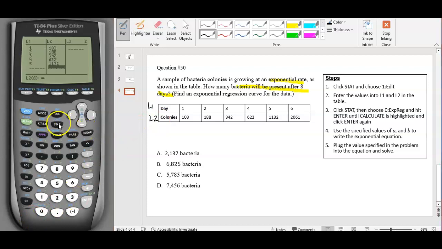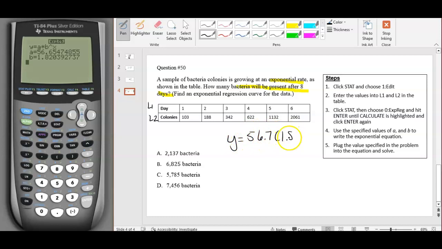Okay, so now to create the exponential regression, you're going to click Stat and then arrow to calculate and choose option 0, which is exponential regression. Now hit enter and then keep hitting enter, and it gives you the values of a and b that you need to use to write this equation. So we can write this as y equals 56.7 times 1.82 to the x, right? So if we plug in 8 for x, we have 56.7 times 1.82 to the 8th power.